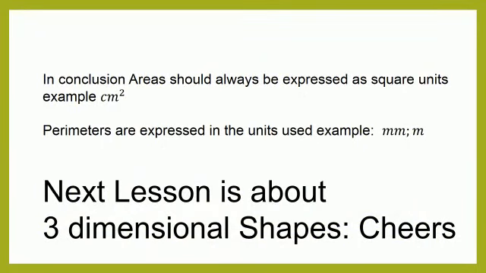In conclusion, area should always be expressed in square units. Example, square centimeter. Perimeter is expressed in the units as used, for example, millimeter and meter.